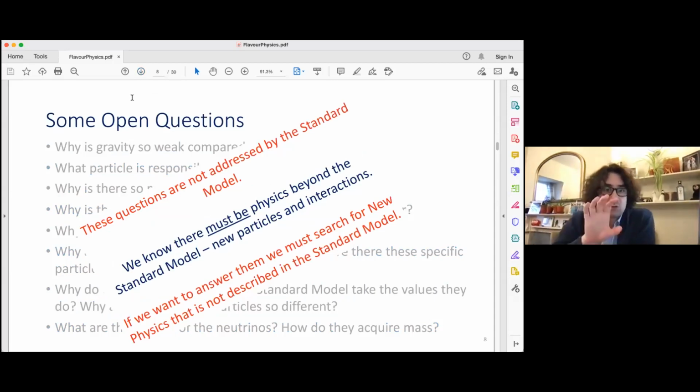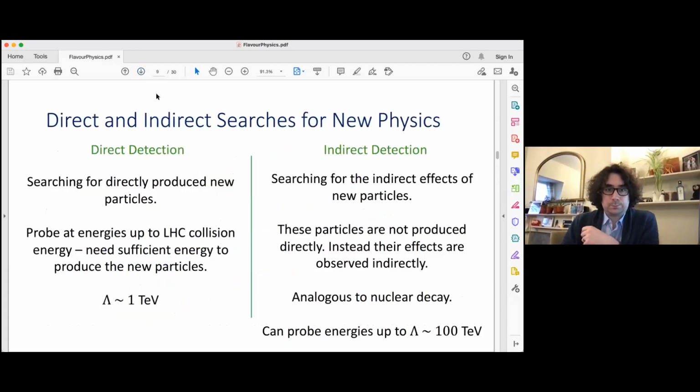And therefore, just from the existence of these open questions, we know already that there has to be physics beyond the Standard Model, which means there are new particles and new interactions out there and new explanations. And if we want to answer them, we have to search for new physics that is not described in the Standard Model. And that is what essentially underlies so much of ongoing particle physics research, this quest for a deeper understanding that goes beyond what lies within the Standard Model. Now, there are different ways we can do this.